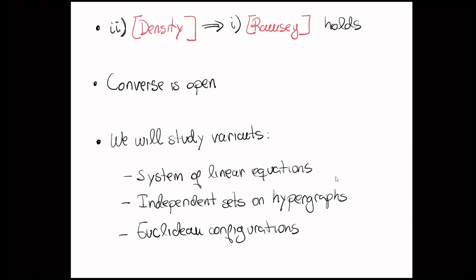But we will study some variants of this. Here I say what the variants are that we are going to discuss today, hopefully: variants from subsystems of linear equations, from independent sets on hypergraphs, and from some Euclidean configurations. That is the goal of today, to show what we've done in the past. I forgot to say an important thing: all that I'm going to show is joint work with Vojtěch Rödl and Nešetřil.